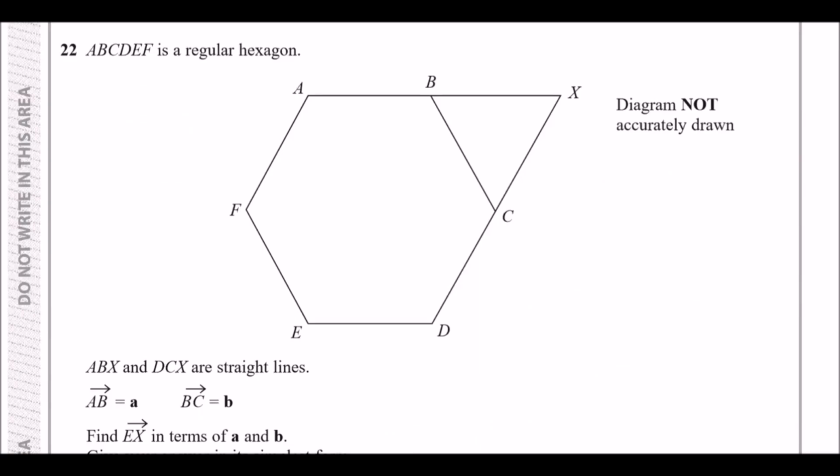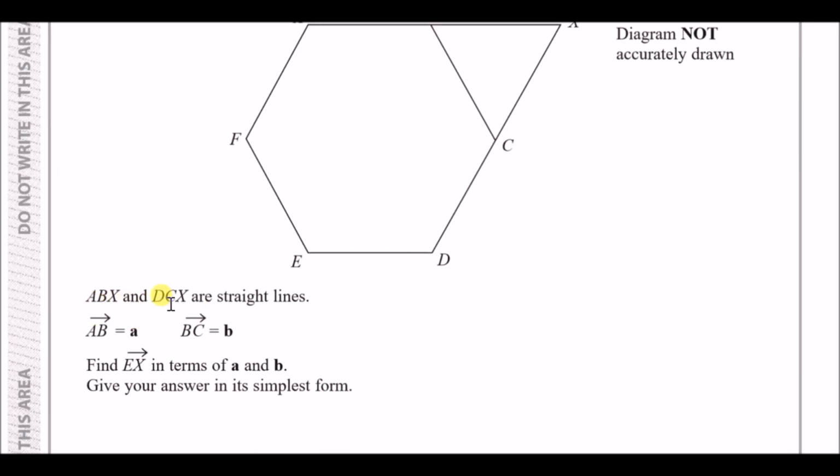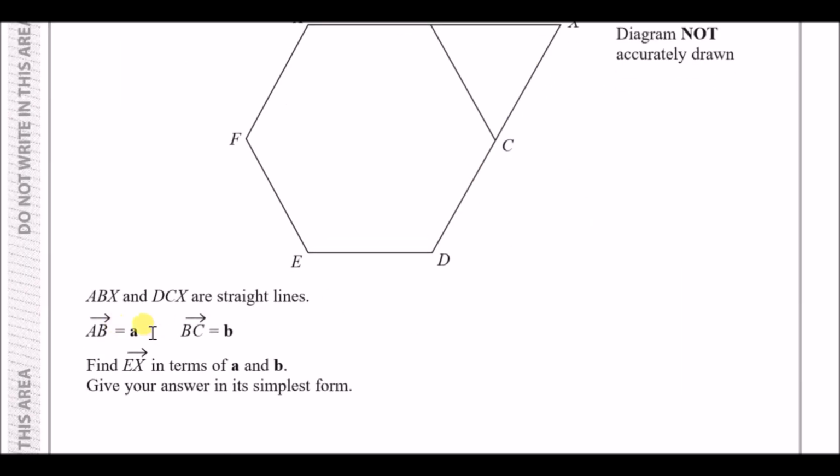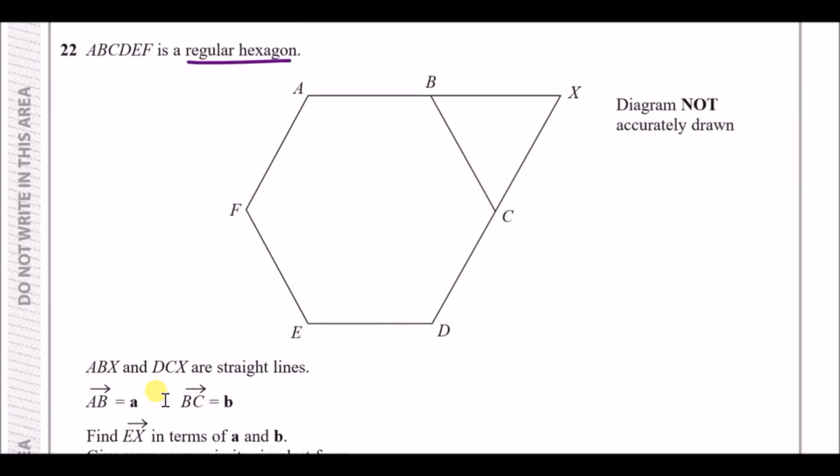All right, number 22. So you've got A, B, C, D, E, F is a regular hexagon. Okay, so it's regular, meaning all the interior angles are the same. Now ABX and DCX are straight lines. So let's see, ABX, so this long line across and this long line going down diagonally are straight lines. Now the direction from A to B is the vector a. So this means that we have to represent this line by the little vector a. And going from B to C, this direction is represented by little vector b.